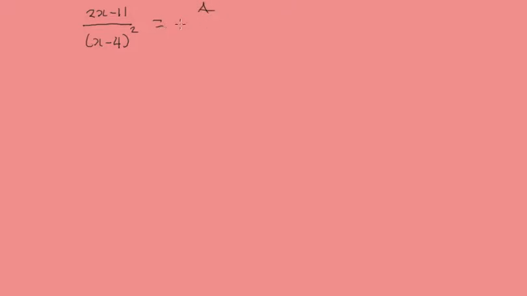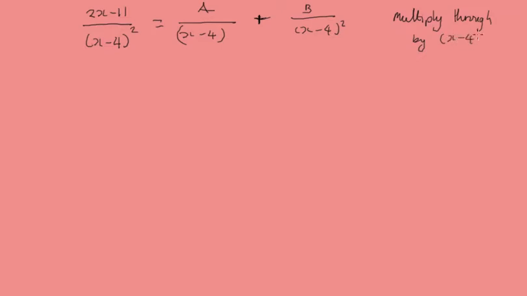So we have our a over x minus 4 plus our b over x minus 4 squared. And this time we're going to do the same process. We're going to take this denominator and multiply through by it. So we'll have 2x minus 11 is equal to a, so we'll end up with 1 here, x minus 4 plus b. And this is going to be our equation 1.